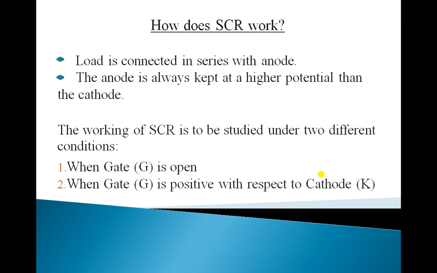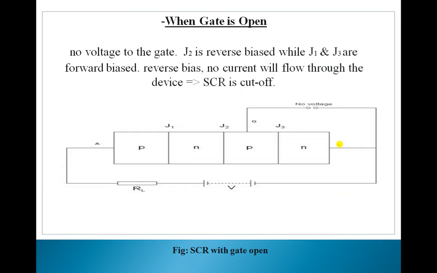Now how does SCR work? The load is connected in series with the SCR, and the anode is always kept at a higher potential than the cathode. The working of the SCR is studied under 2 different conditions. First is when the gate is open, and another is when the gate is positive with respect to the cathode. Let me show it in the diagram. This is a circuit diagram.